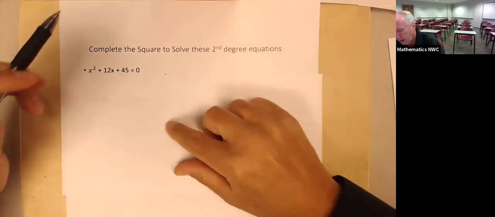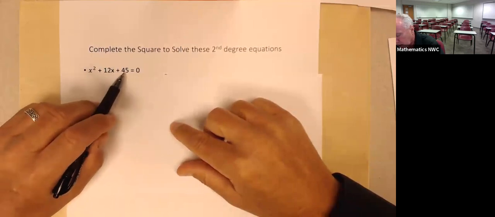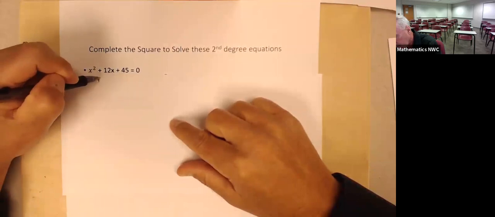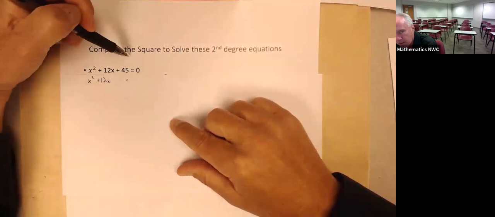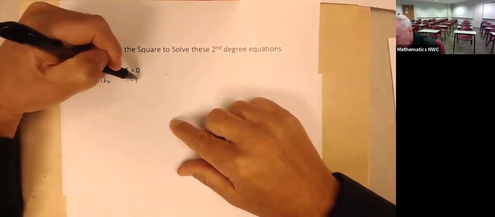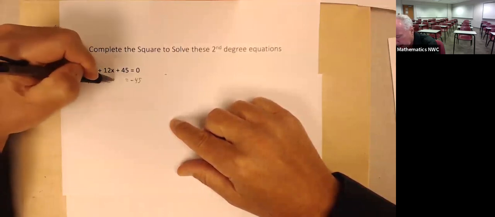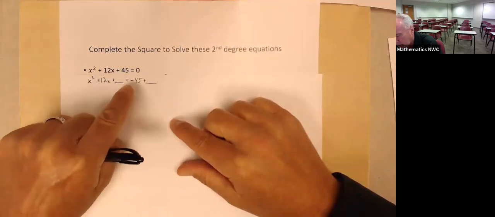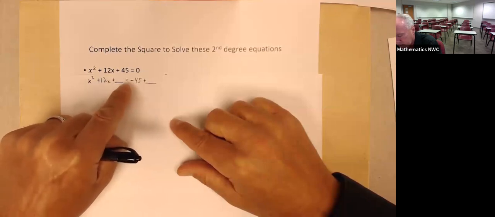Okay. The first thing I'm going to do is isolate the x terms, which means I'm going to bring the 45 across. If I bring that 45 over, it'll become a negative. It's the same thing as subtracting 45 from both sides. But then I'm going to put a blank in. I'm going to add the same number to both sides. Remember, it has to be the same because adding the same number doesn't change the equation.